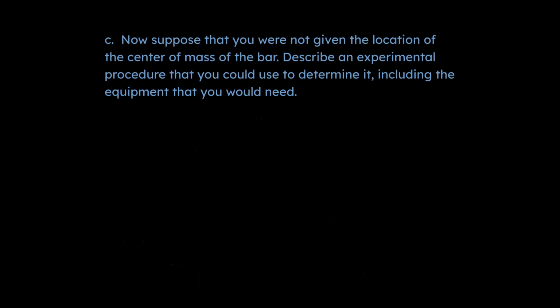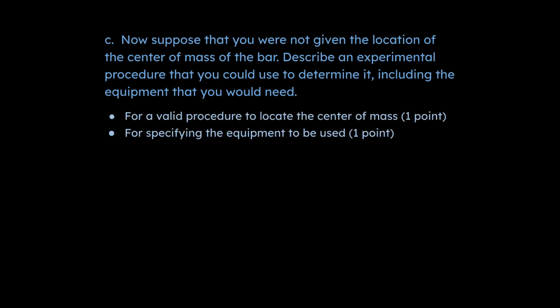Now for part C, it says, now suppose that you were not given the location of the center of mass of the bar. Describe an experimental procedure that you can use to determine it, including the equipment that you would need. So if you want, pause right now and see if you can come up with that on your own. Okay, so hopefully you thought about that, how you would go about doing this. This is actually really important to think about. You would get 1 point for a valid procedure, 1 point for the equipment to be used.